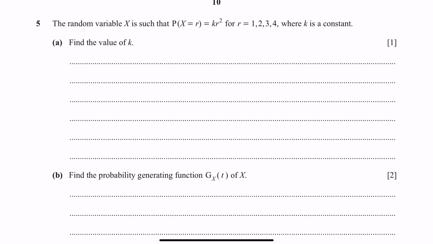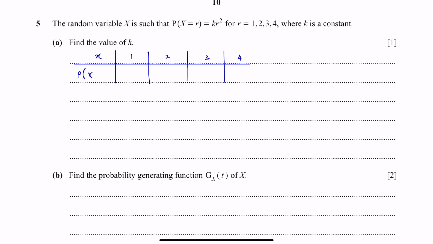Question 5. The random variable X is such that the probability of X equal to r is kr squared for r equals 1, 2, 3, and 4, where k is a constant. Find the value of k. Let's draw a probability distribution table. So we have our x values being 1, 2, 3, and 4.